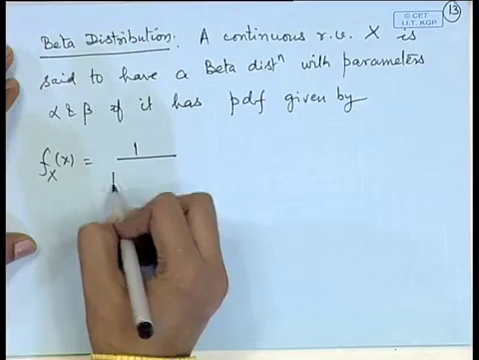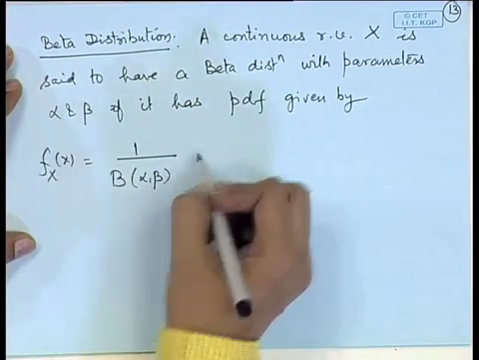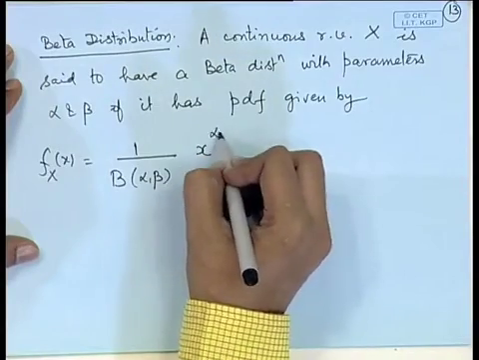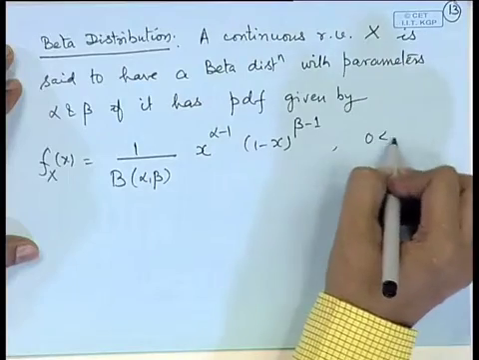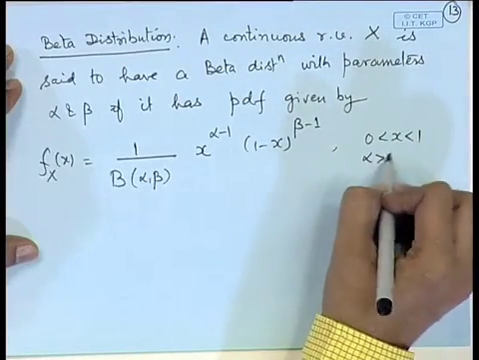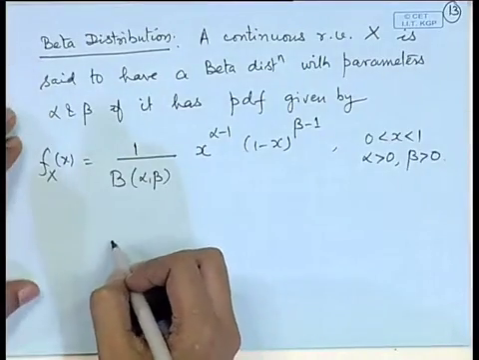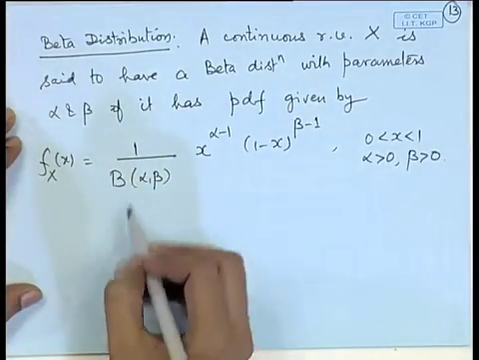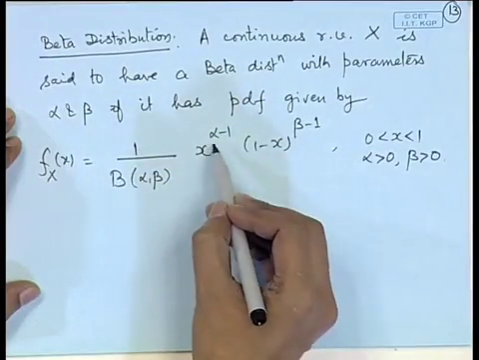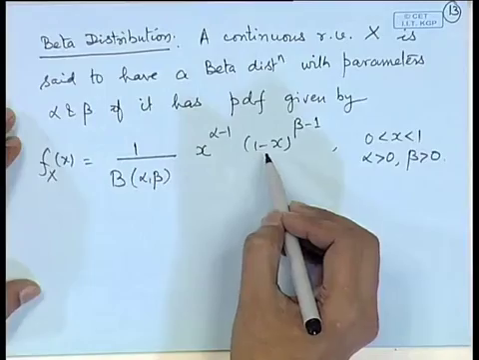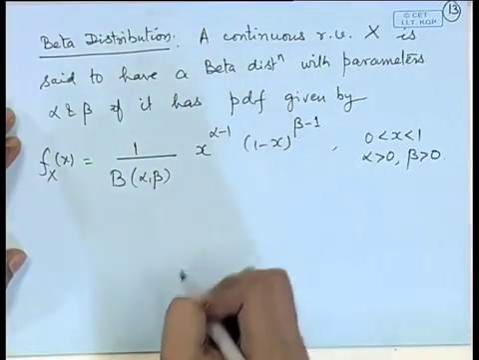1 by beta of alpha, beta, where beta denotes the standard beta function, x to the power alpha minus 1, 1 minus x to the power beta minus 1 for 0 less than x less than 1, alpha is positive, beta is positive, and 0 otherwise. So, obviously, this is called beta distribution because it consists of a beta function here. The integral of this will give you beta of alpha, beta, therefore, the ratio will become 1.